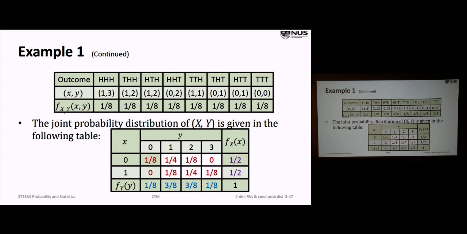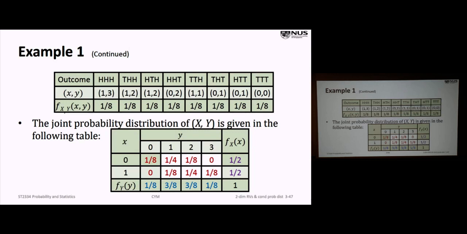Now we know how to compute the marginal probability mass functions of X and Y respectively. To get the marginal probability that X is equal to 0, I just do an eighth plus a quarter plus an eighth plus 0, which is a half. The probability X is 1 is 0 plus a half plus a quarter plus an eighth, which is a half. Respectively, the probability Y is equal to 0 is an eighth. The probability that Y is equal to 1 is a quarter plus an eighth. The probability that Y is equal to 2 is an eighth plus a quarter, which is 3/8. The probability that Y is 3 is an eighth.